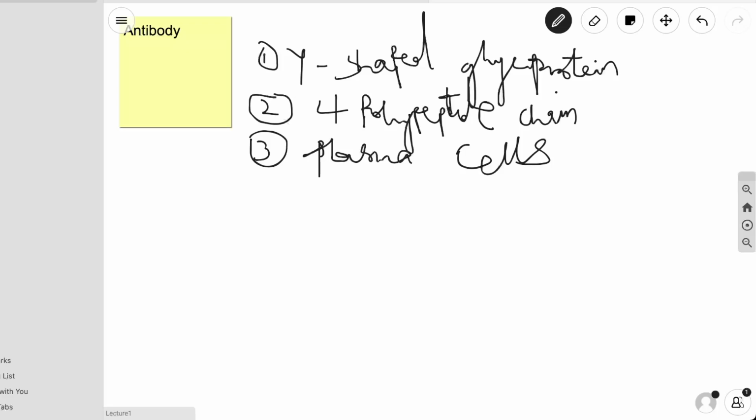Now, another thing I want to tell you today is that there are different names given to this antibody. You can call it antibody, that is AB, or you call it immunoglobulin, or you call it gamma globulin.